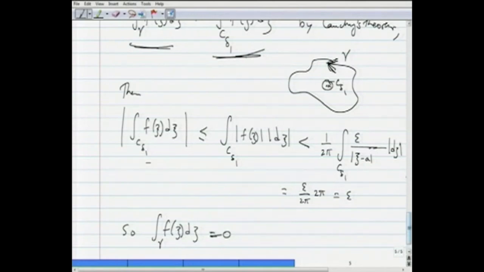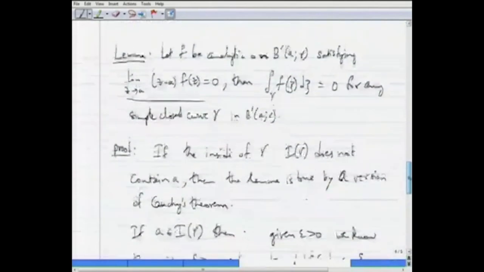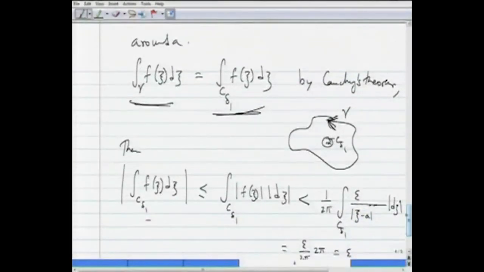So, notice that we have proved this by using a technique similar to Cauchy's theorem. But we are using Cauchy's theorem itself once again. What we are doing is we are considering this contour gamma, which contains A in its interior, and we are sort of contracting this contour to a very small circle around A, and then we are estimating the value of the function f on that circle around A itself. So, that is a technique very similar to one in Cauchy's theorem, but this condition that the limit z goes to a z minus a f of z is equal to 0 helps us give this estimate, and then we can say that the integral of f around that circle is 0.